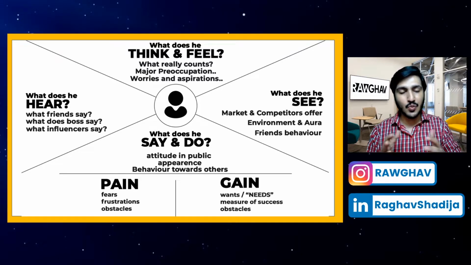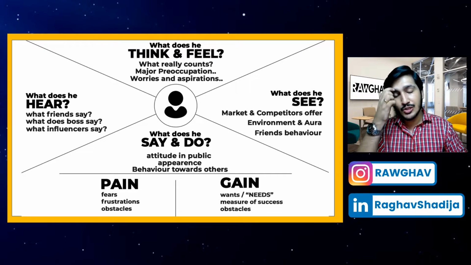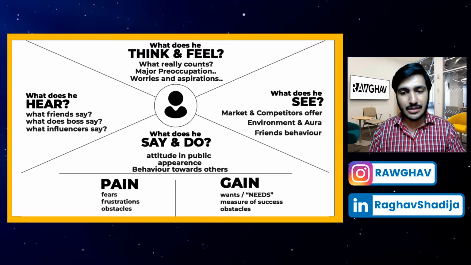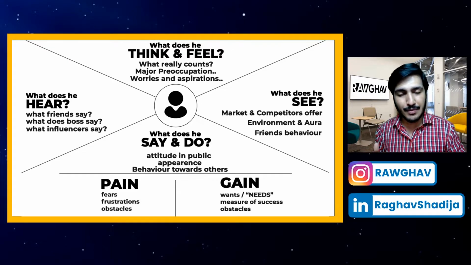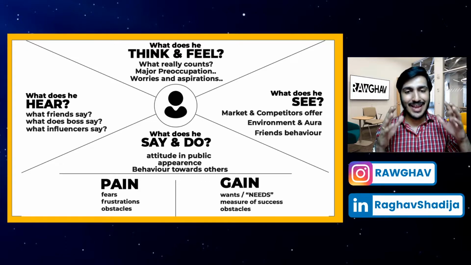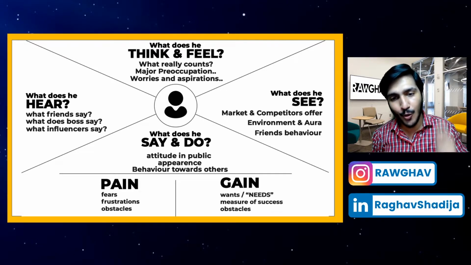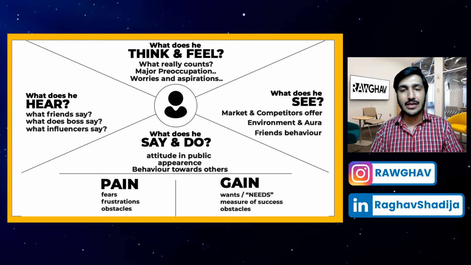And gains, what will they gain if the pain is solved? So if the pain of lacking proper guidance can be solved, their gain of moving upward towards the promotion could probably help them, and this will actually help them take an action of buying the course. So this was just an example of empathy mapping.